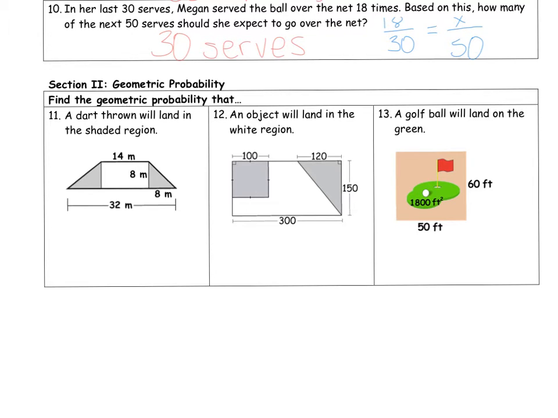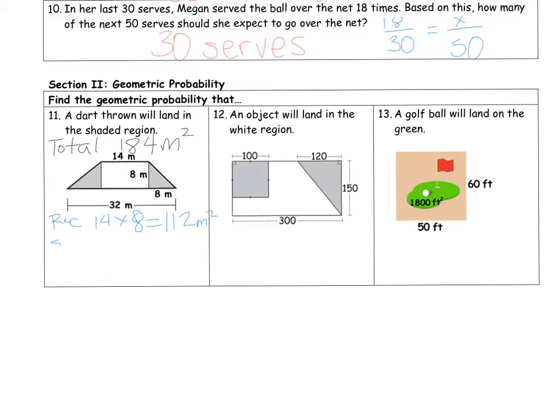Now into geometric probability, which is the area that most students struggled in when you took the quiz. So looking at number 11, a dart thrown will land in the shaded region. So I gave you that the total area was 184 meters squared because most students haven't learned the trapezoid formula yet. So the first thing we have to do is calculate the middle part that is not shaded. So if we're calculating the rectangle, that's going to be 14 times 8, and we get 112 meters squared.